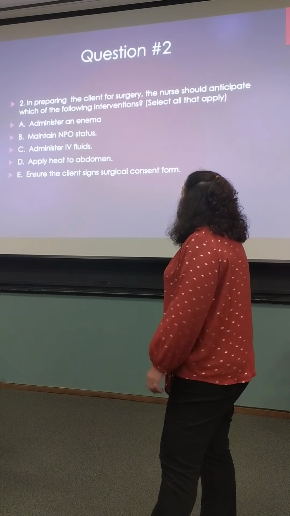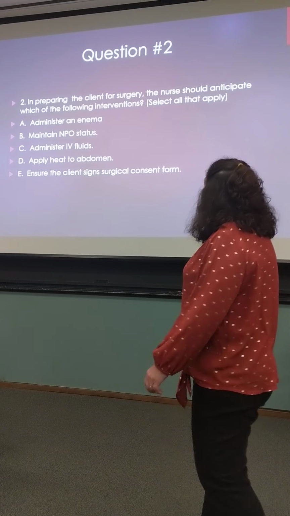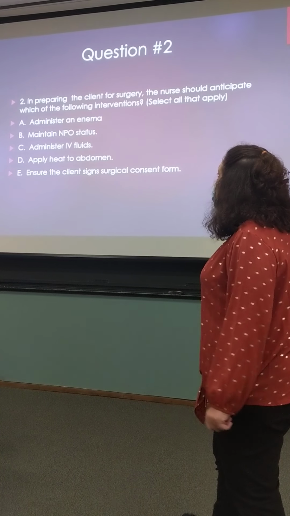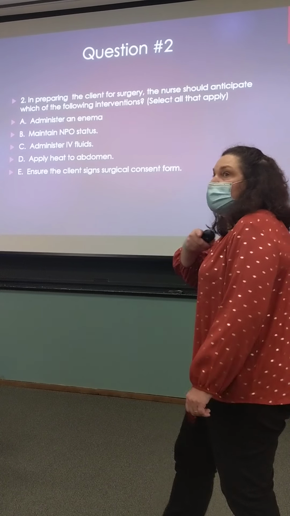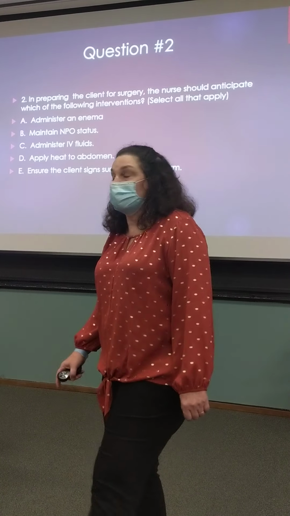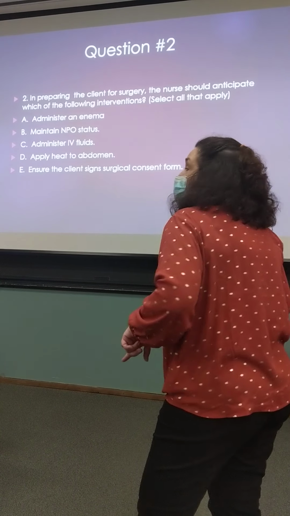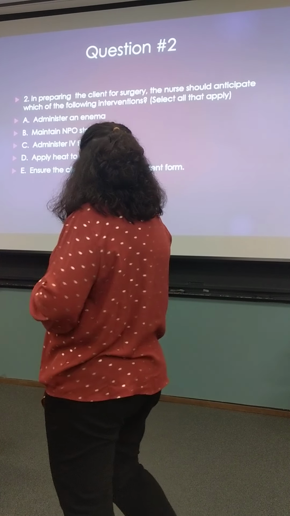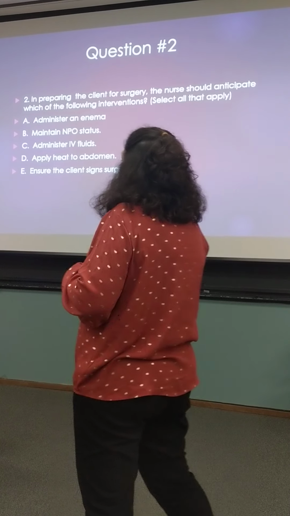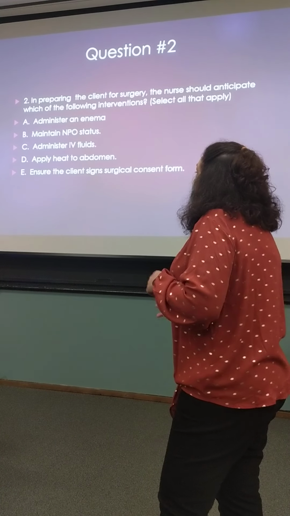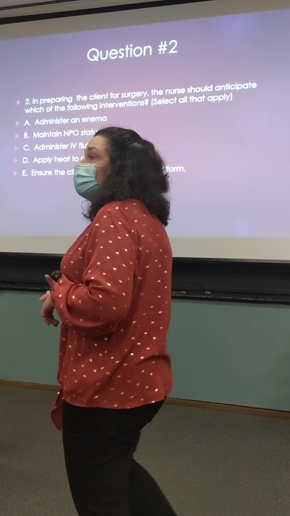Question 2. In preparing the client for surgery, the nurse should anticipate which of the following interventions. Select all that apply. We got administer an enema. We got maintain NPO status. We have administer IV fluids. And we're going to apply heat to the abdomen. And ensure the client signs a surgical consent form.